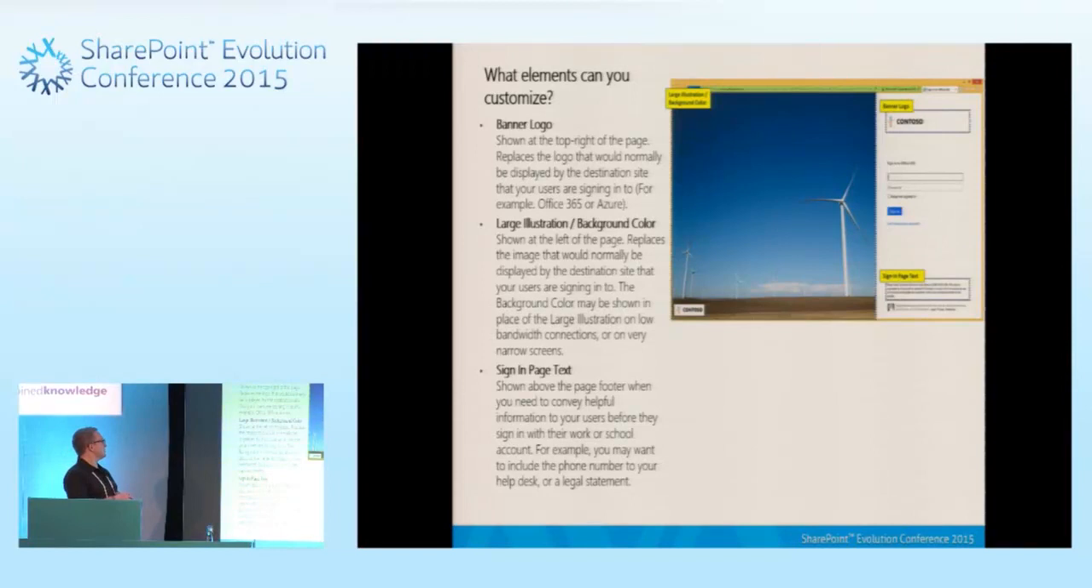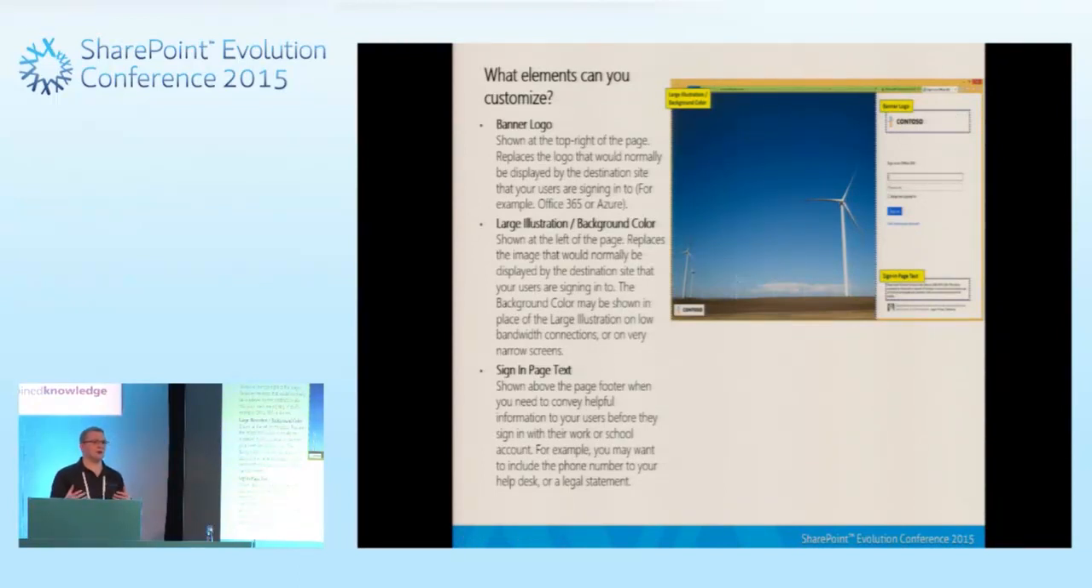Just to summarize what I just did, you can actually change 3 things when it comes to the login page. You can change the large illustration, which is the one you can see with the image, the one over here. For this one you can either use a picture or you can use a background color. And then you have the sign-in page text, which is all the way down here. And then you have the banner logo, which is on top here. These are the 3 things you can customize out of the box with Office 365.